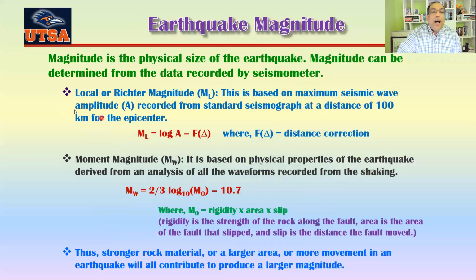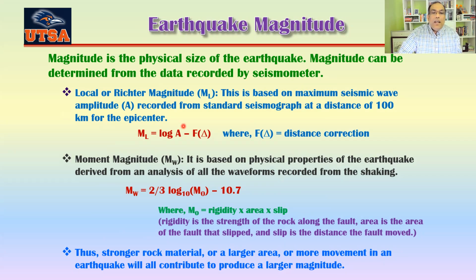Now, magnitude of the earthquake. This is kind of important because magnitude is the physical size of the earthquake. Magnitude can be determined from the data recorded by the seismometer, okay? So first of all, let's see what the Richter scale, or local or Richter magnitude, is. That's very common, the layman's term, what people want to see, but basically this one is not used that much for scientific calculation anymore, though there is some relation all the time.